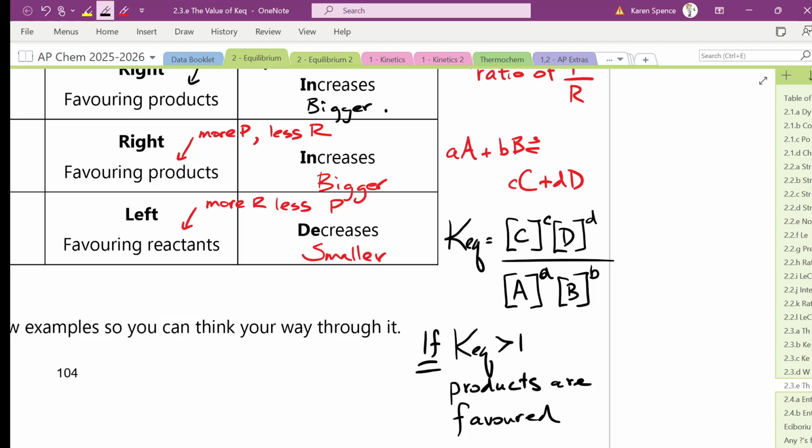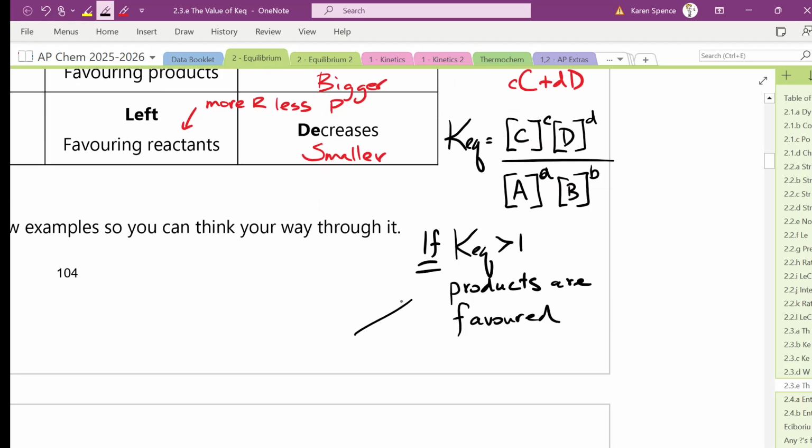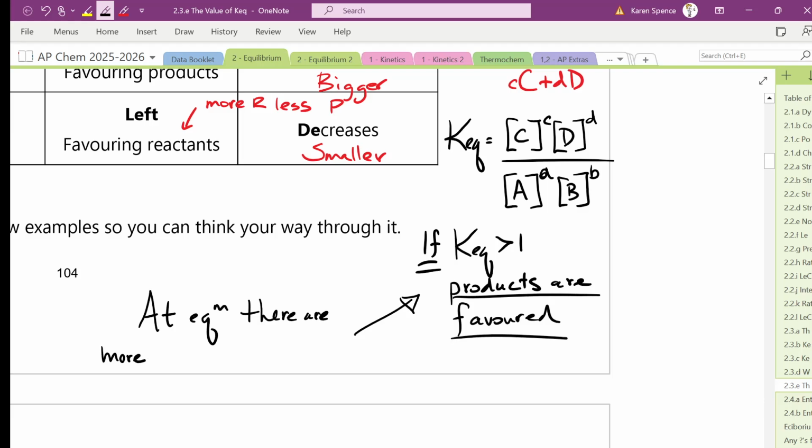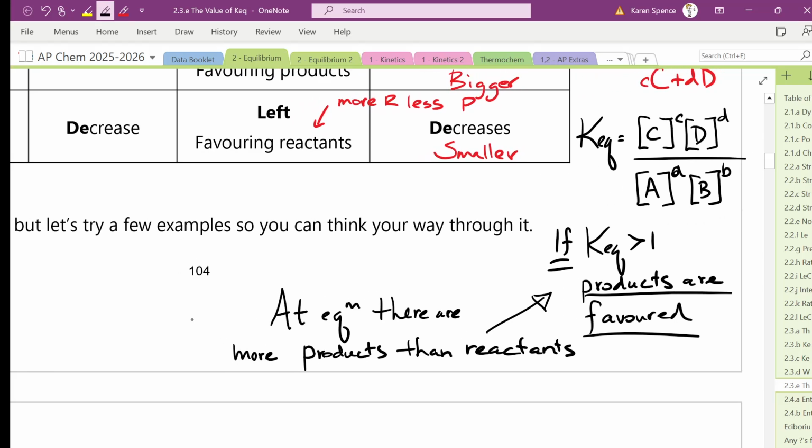Alrighty, friends. What does it mean if products are favored? At equilibrium, there are more... there are more what? Products than reactants. We could also say the position of the equilibrium lies to the right.